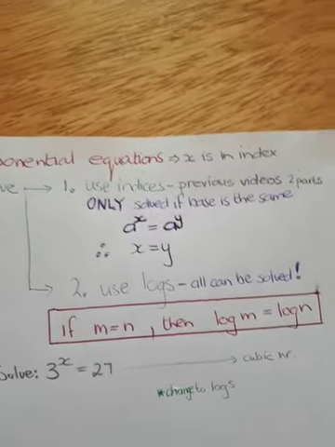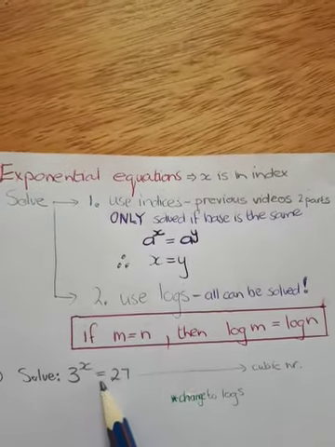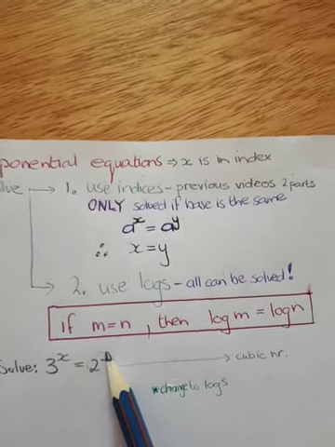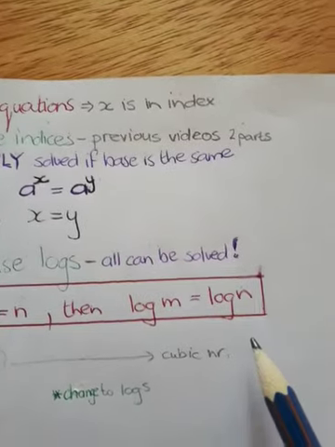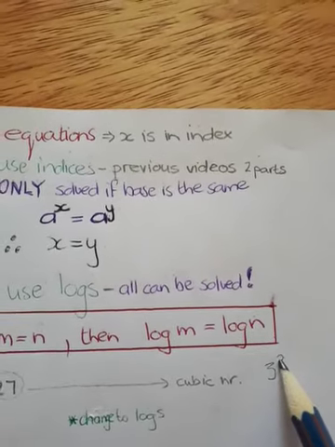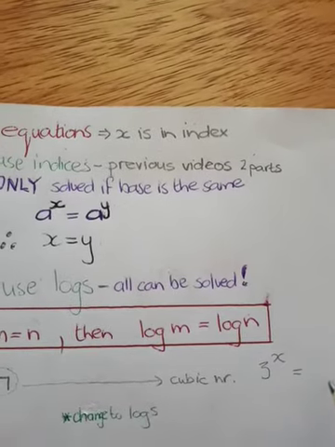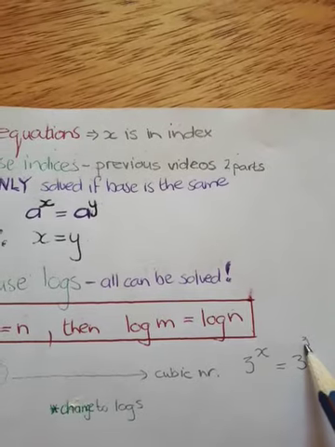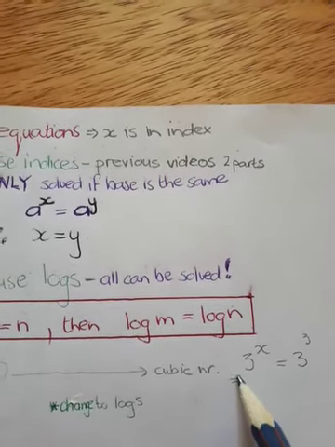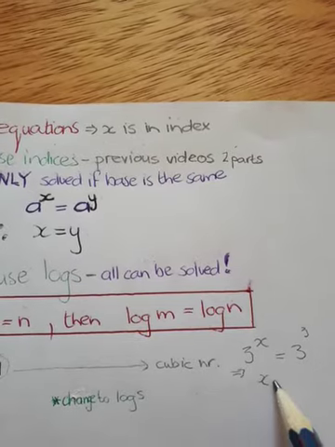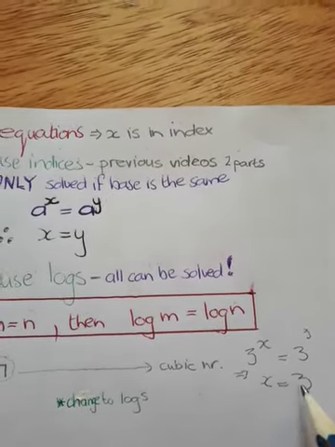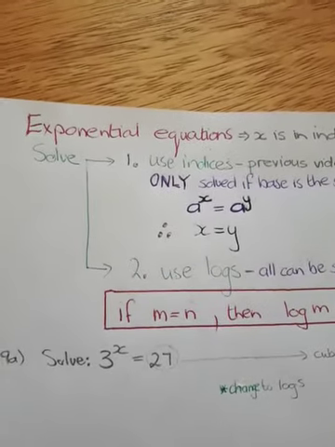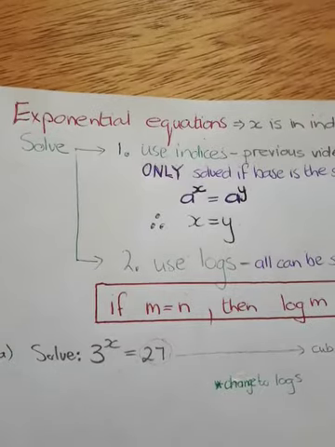If we look at the first example, 3 to the power of x equals 27. If you recognize 27 as a cubed number, then you would be able to solve this by using the indices laws. So you would write 27 in index format, which is 3 to the power of 3, and therefore we would conclude that x equals 3. That is what we have done previously. Now I want to show you how to do that by taking the log of each side.